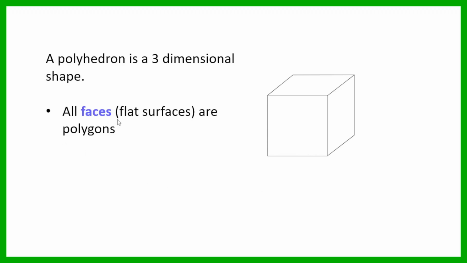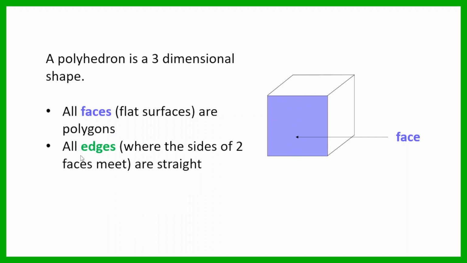All the faces, which are the flat surfaces, so this is an example of a face on this particular polyhedron, all the faces are polygons. Now remember what we just learned about polygons. Polygons are shapes that are closed and they have no curved sides. So in a polyhedron, all of the faces are polygons, so there are no curved sides.